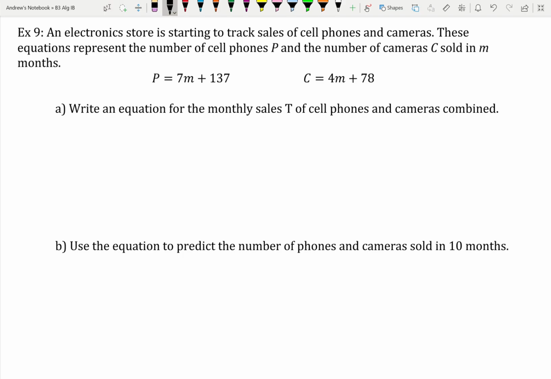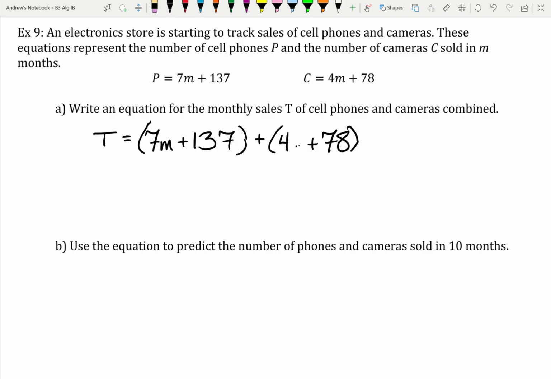So if we were trying to write an equation for the monthly sales T of cell phones and cameras combined, the fact that they're saying combined there means that I'm going to be adding these. And so we want it to be T. T is the total sales of everything. We say that T is equal to, I'm going to take the phones, the 7M plus 137, and then what I'm going to do with those phones is I'm then going to add on how many cameras I had. All right, so we'll say a plus, and then the number of cameras was 4M plus 78.